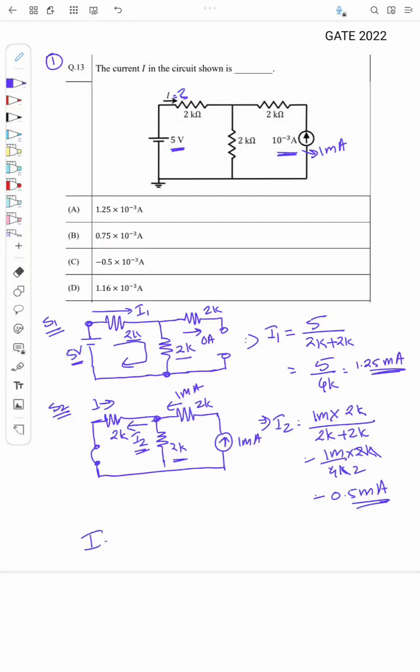The net current is actually I1 plus I2, but this I2 is actually opposite. I1 is in this direction and I2 is in the opposite direction, so the net current is I1 minus I2. So 1.25 milli minus 0.5 milli is equal to 0.75 milliampere. Milli is 10 power minus 3. So the answer is B.